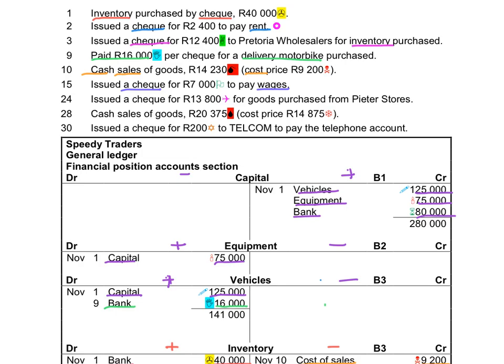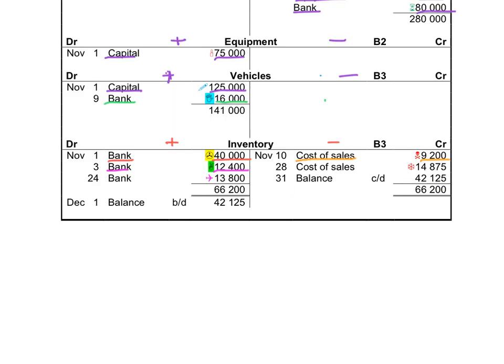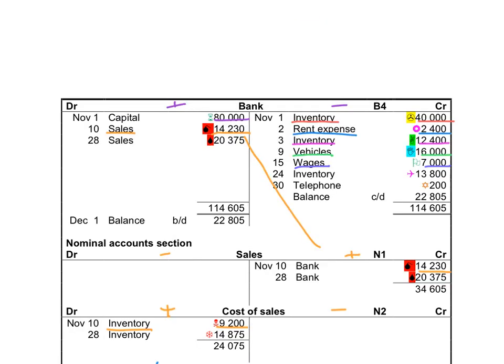Issued a check for goods purchased. So the one entry will be in the bank account because we take money out of the bank and we buy goods, so that means the double entry will be completed in the inventory account. The inventory account will be debited with the 13,800 to indicate that the asset increased on the debit side, and the bank account will be credited with the 13,800 because the money in the bank was reduced when inventory was purchased.